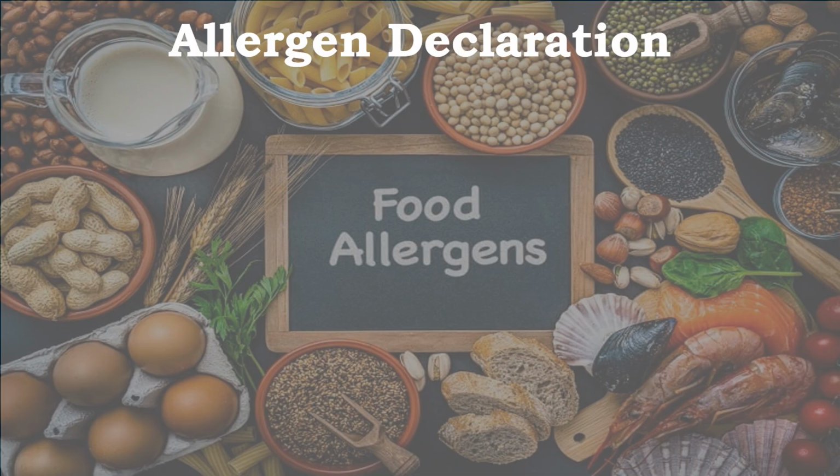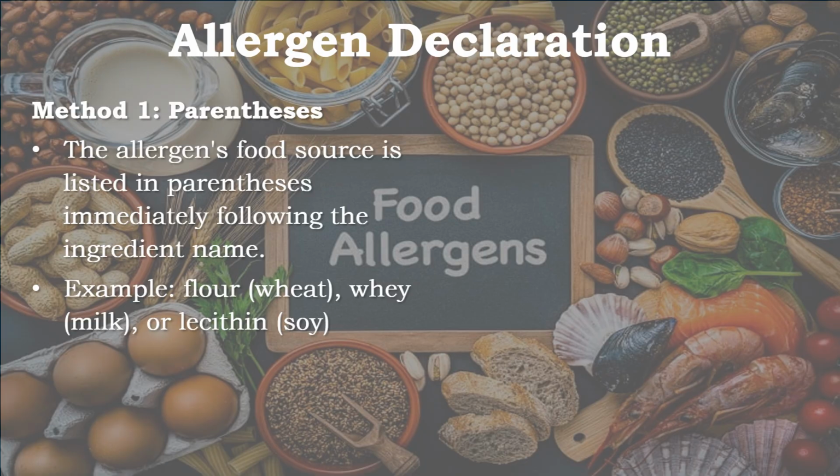The specific allergen declaration methods include: Method 1. Parentheses in the ingredient list. The allergen's food source is listed in parentheses immediately following the ingredient name. For example, flour (wheat), whey (milk), or lecithin (soy). This method is sufficient on its own but can be combined with the contained statement.